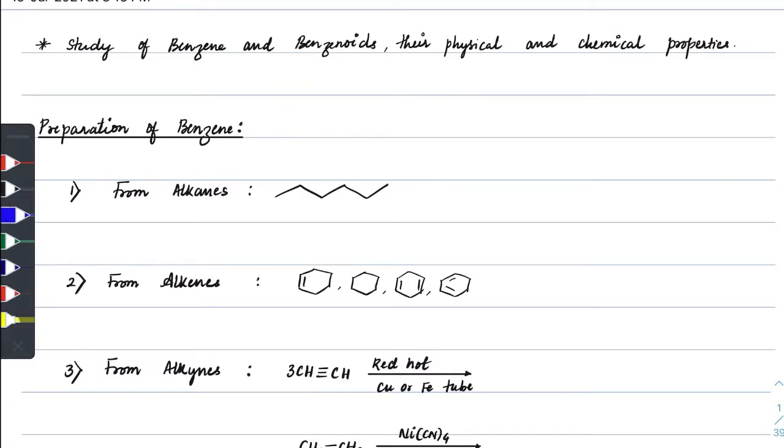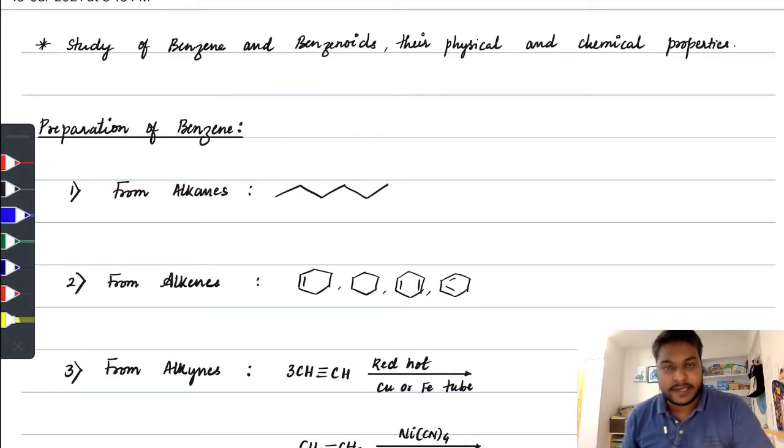When it comes to benzene, we will study benzene and benzenoids, as well as their physical and chemical properties. This is the first thing we will learn about. How do we prepare benzene? Let us see. First, from alkanes.